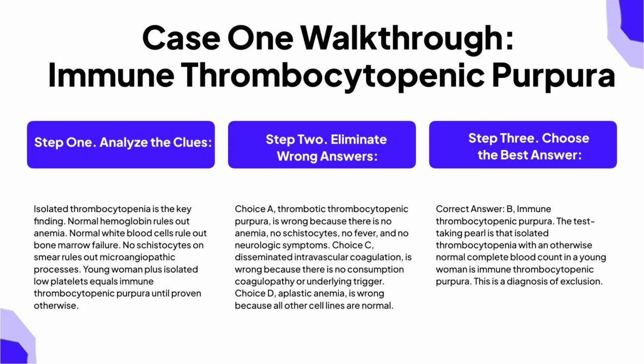Step 2. Eliminate wrong answers. Thrombotic thrombocytopenic purpura requires anemia with schistocytes, fever, and neurologic symptoms, none of which are present. Disseminated intravascular coagulation requires a sick patient with a trigger and consumption of clotting factors. Aplastic anemia causes pancytopenia, meaning all cell lines are low, not just platelets. Step 3, the correct answer is B, immune thrombocytopenic purpura. The board pearl is that this is a diagnosis of exclusion. When they show you isolated low platelets with everything else normal, that is the answer. Review the management algorithm for immune thrombocytopenic purpura in your hematology resources.